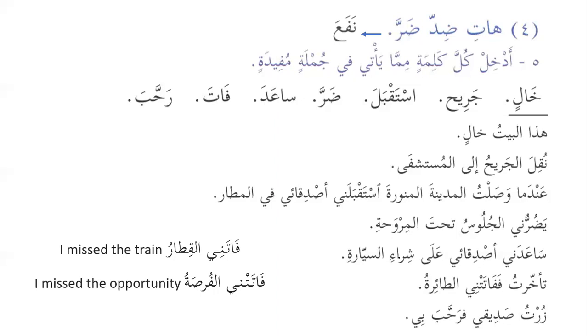So when you say that you missed something, and if something is masculine, then we will use the word فاتني. For example, you say, I missed the train: فاتني القطار. But when you talk about something feminine, then we have to use the verb for the feminine as well. So if you talk about the opportunity, then you will say فاتتني الفرصة, I missed the opportunity. زرت صديقي فرحب بي, I visited my friend and he welcomed me.